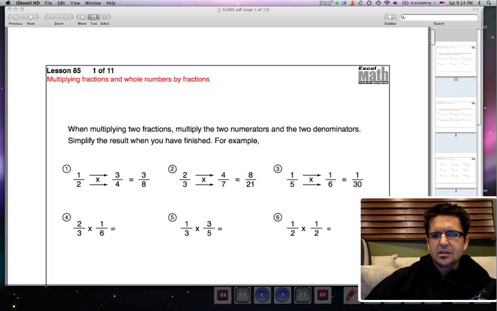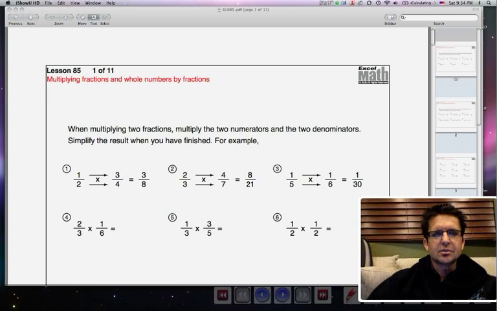Sixth grade Excel, lesson 85, multiplying fractions and whole numbers by fractions. So here we go. Multiplying fractions is actually really easy. You're going to see how to do that today. When multiplying two fractions, multiply the two numerators and the two denominators. Simplify the result when you have finished. In other words, reduce the fraction to its lowest terms.